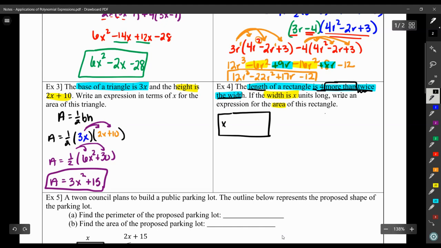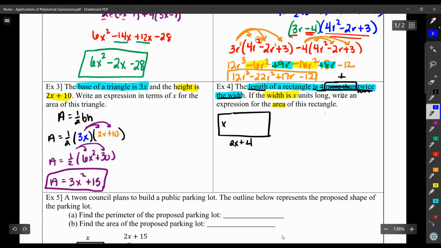So first I have to do twice the width, so I'm going to do 2x. More than means plus, so plus, and then 4. So this is how we represent the length for this problem. 2 times the width plus 4. 4 more than twice the width.